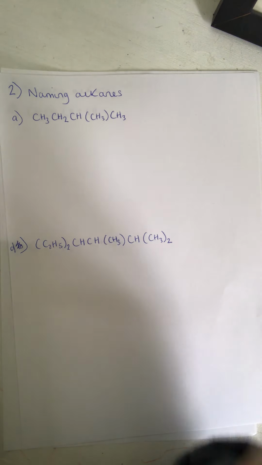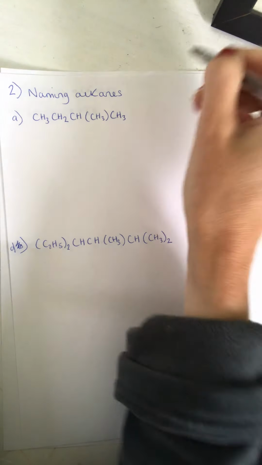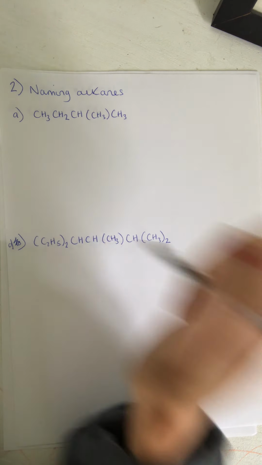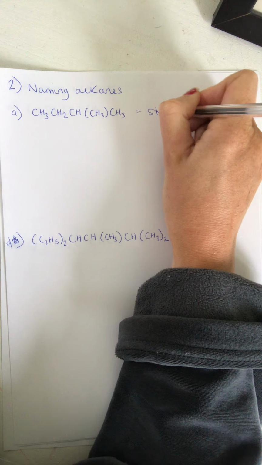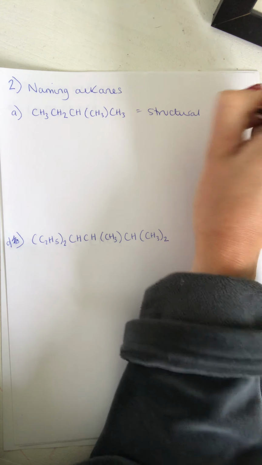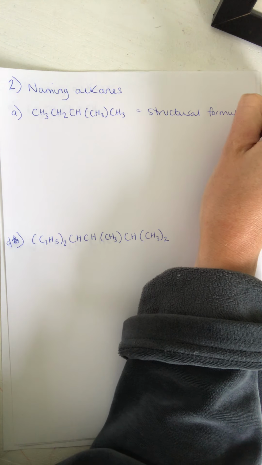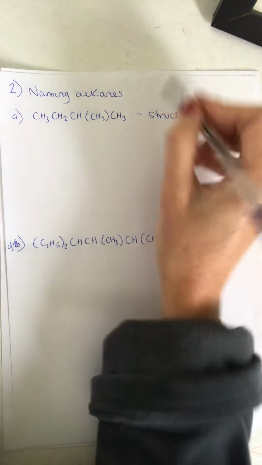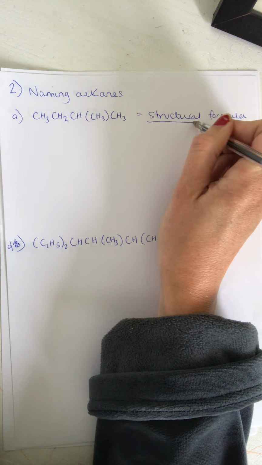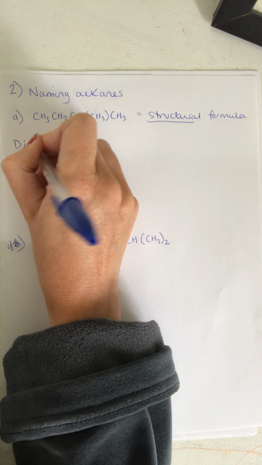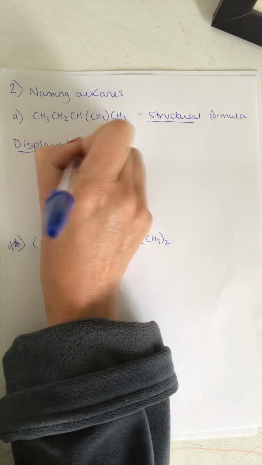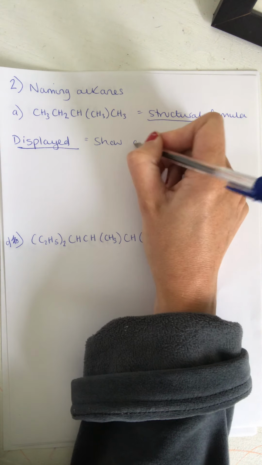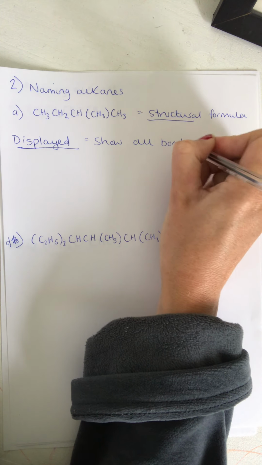Now the first thing to note is that actually there is a bit of an error on this sheet. It gives you the formula presented like this. This is the structural formula. It then asks you to draw the structural formula and name it. Well, that's wrong because you've already been given the structural formula. What you need to give is the displayed formula. That's the one where you show all the bonds. And then name it.